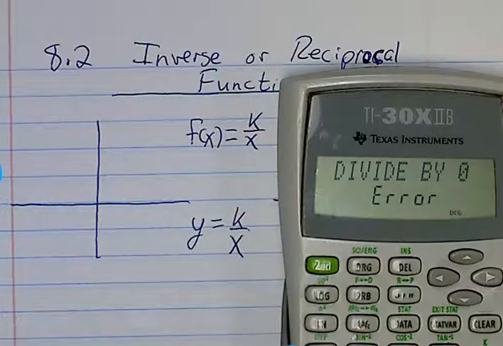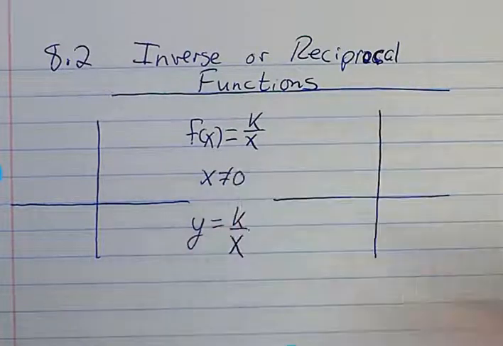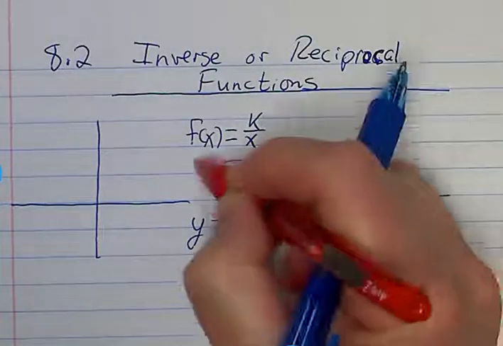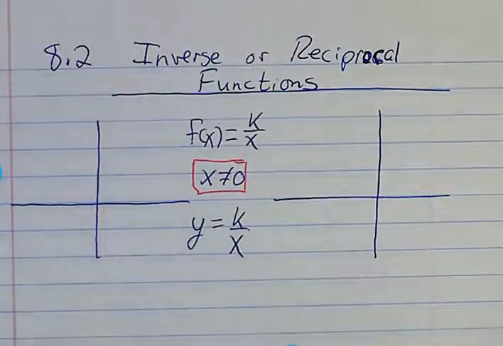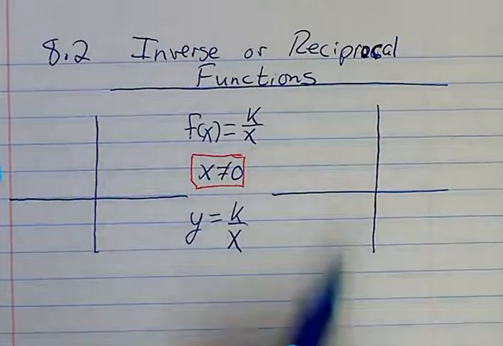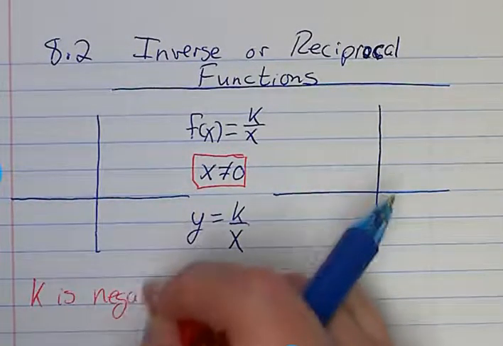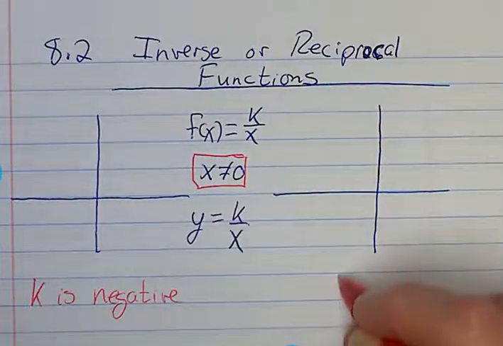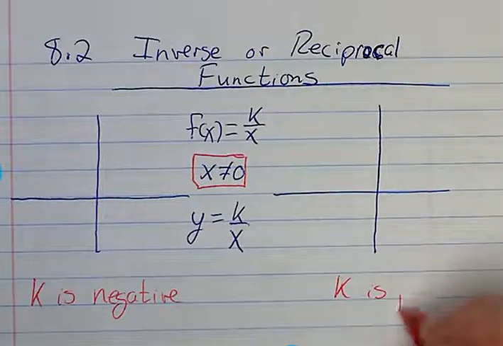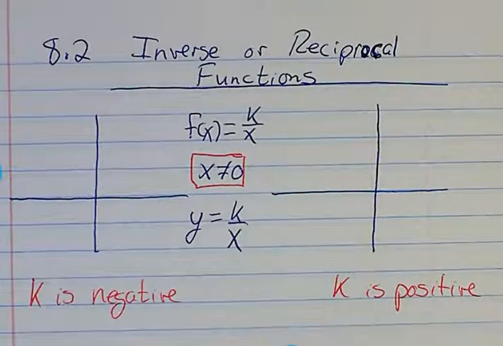So the one restriction they put on this one is that when you're doing this, the x value cannot be 0. Because if you plug 0 into that function, it doesn't give you a real answer. It says, all right, this is not going to work. This is not going to be something we're talking about here. And we have two choices. Either our k value is going to be negative, or the k value is going to be positive.